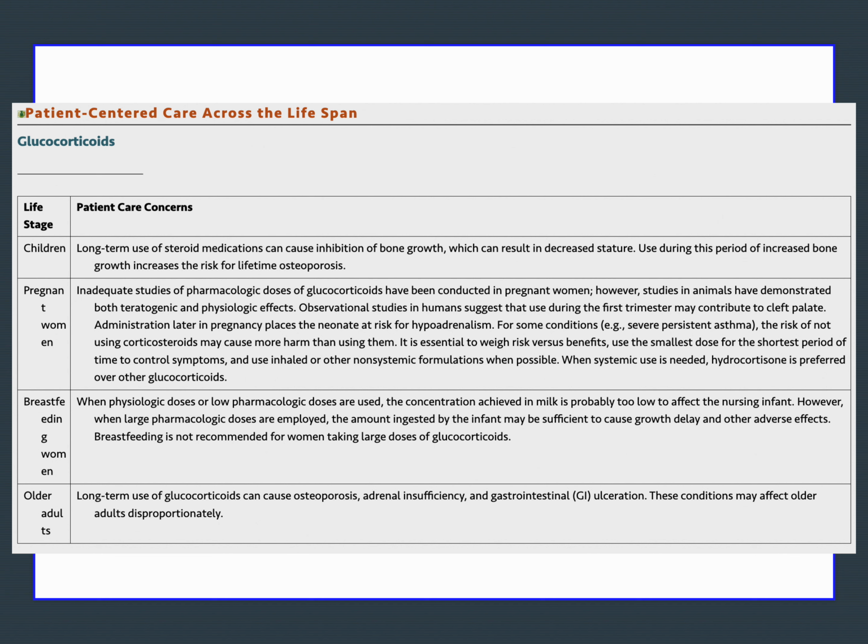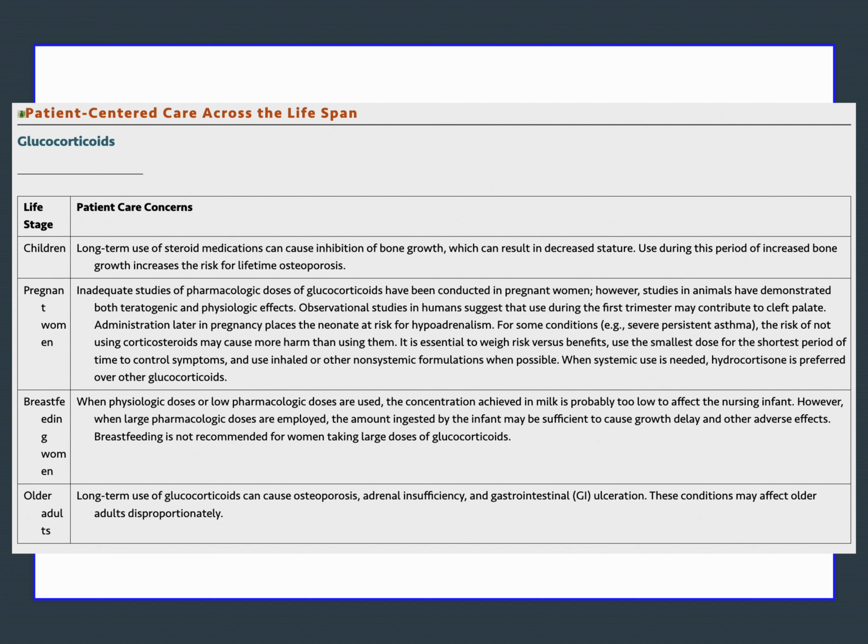So weigh the risk and the benefits and use the shortest period of dosing and the smallest dose also to control the symptoms. And then the last thing to think about is that if you do need a systemic glucocorticoid during pregnancy, then hydrocortisone is the preferred glucocorticoid over the others. For breastfeeding women, when physiologic doses or low doses are used, the concentration is too low to really affect the nursing infant. However, large pharmacologic doses can cause sufficient growth delay as well to our breastfeeding babies.